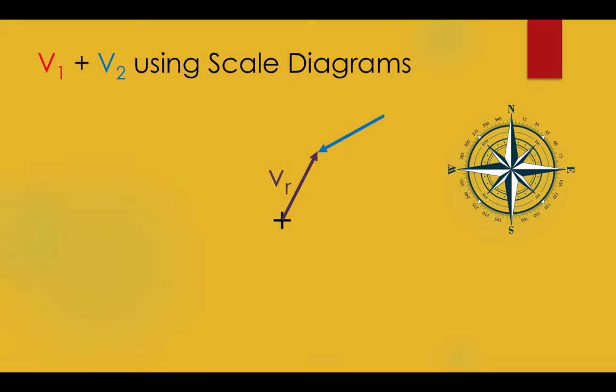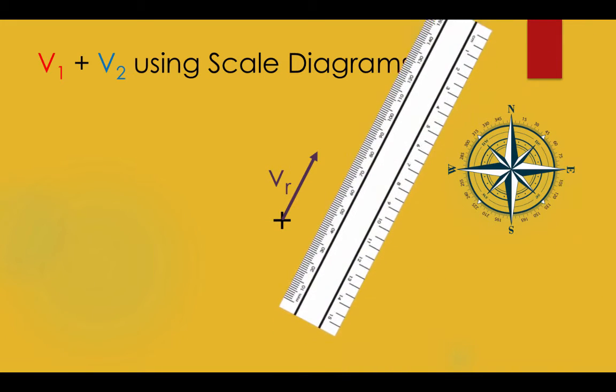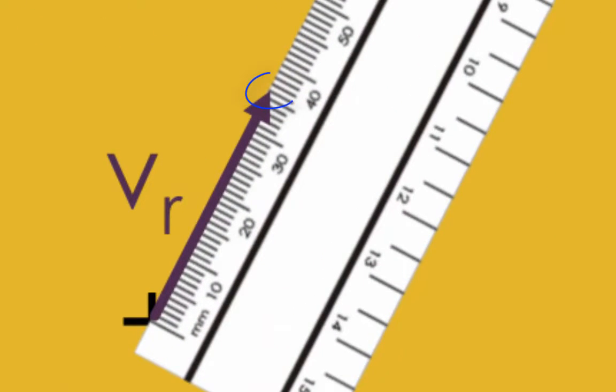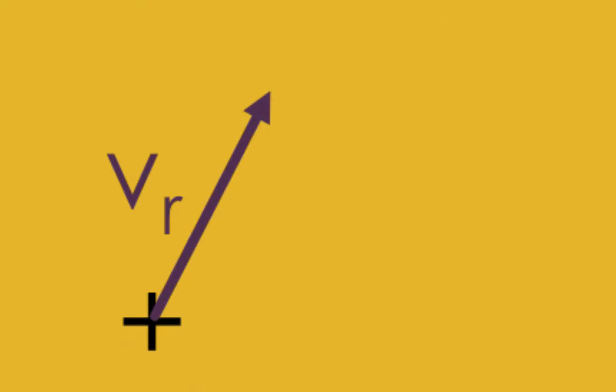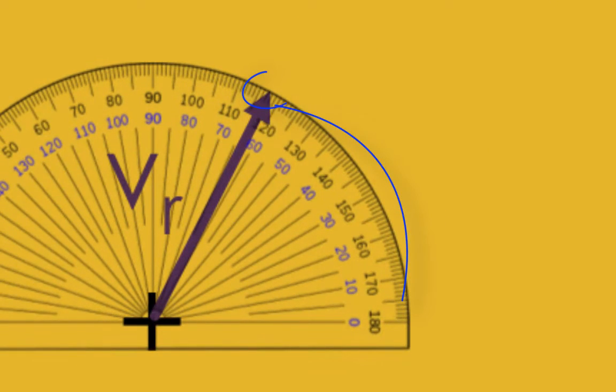Let's remove the red and the blue vectors and focus on the resultant vector. We will use a ruler to figure out how long it is. It looks like it's 36 millimeters, which translates to 36 meters per second. And bring in a protractor to measure the angle. It looks roughly 63 degrees north of east.